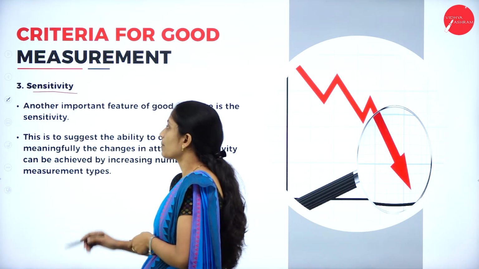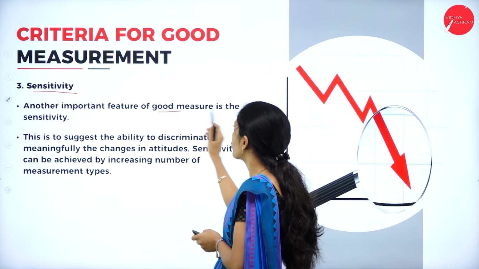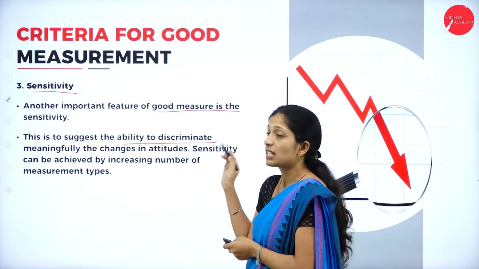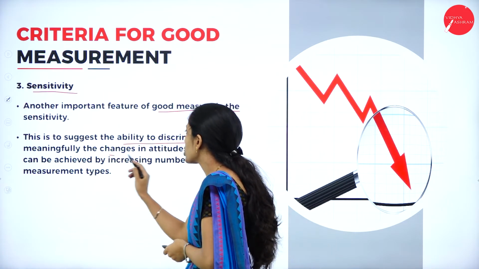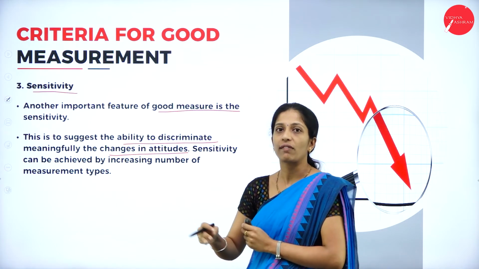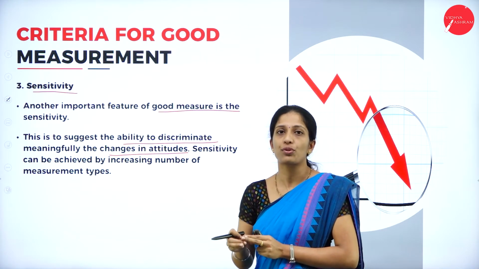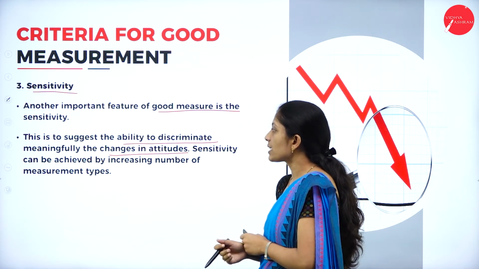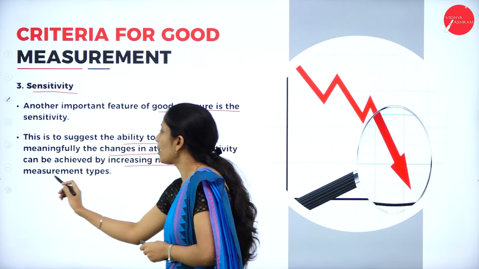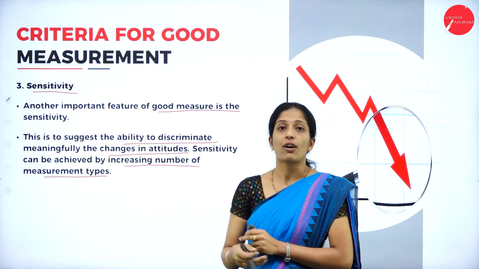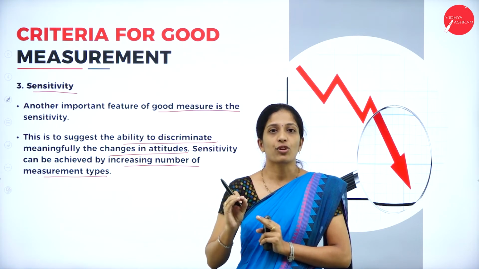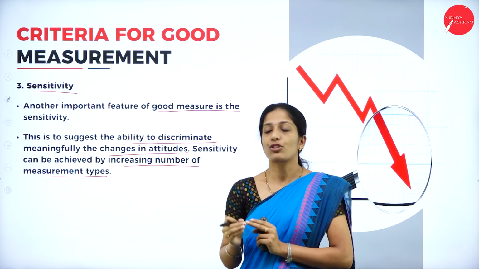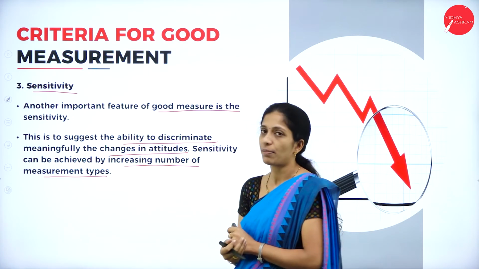Next one is sensitivity. Another important feature of good measurement is sensitivity. This suggests the ability to discriminate meaningfully the changes in attitudes. That is, whatever changes take place in the attitudes in that particular research have to be measured properly. Sensitivity can be achieved by increasing the number of measurement types. So, in order to increase the sensitivity, I have told you it should be more flexible here, and the number of measurement tools should be increased.